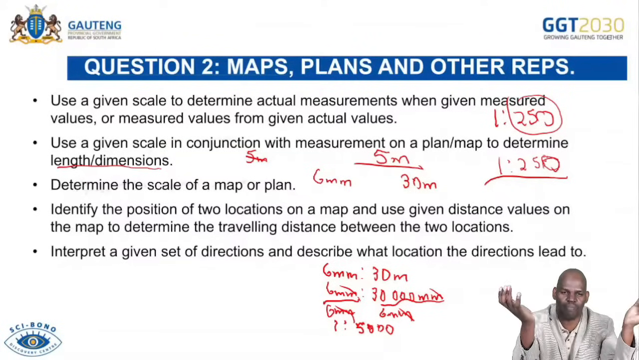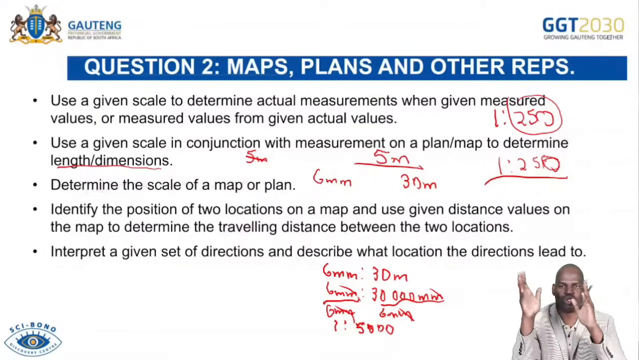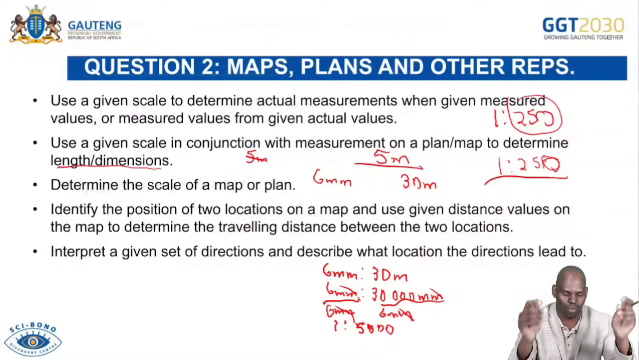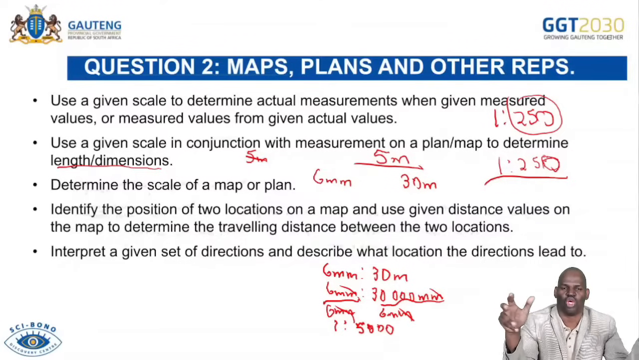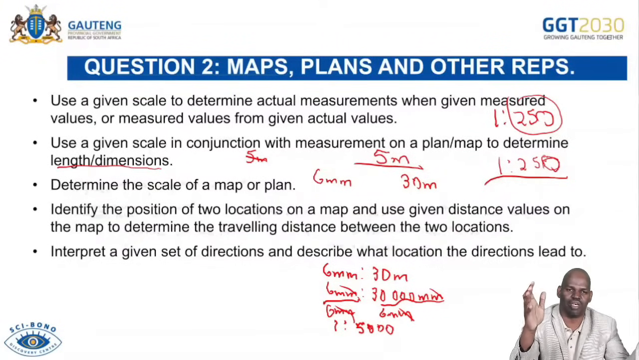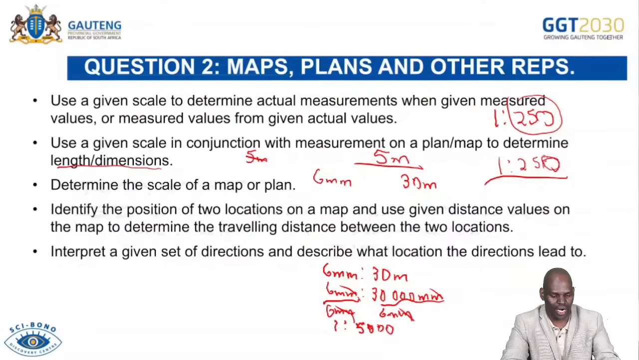Okay, so by so doing, you'll be determining the scale of a map. When you determine the scale of a map, it's when the measurement on the map is given and also the actual measurement is given. From there, you'll be able to determine the scale. And then when the map is given, you must be able to identify the positions of two locations on a map and use given distance values on the map to determine the traveling distance between the two locations. Okay, so if you are given two positions, you must be able to explain the traveling distance from one point to another, and then you must also be able to estimate the distance from one point to another.